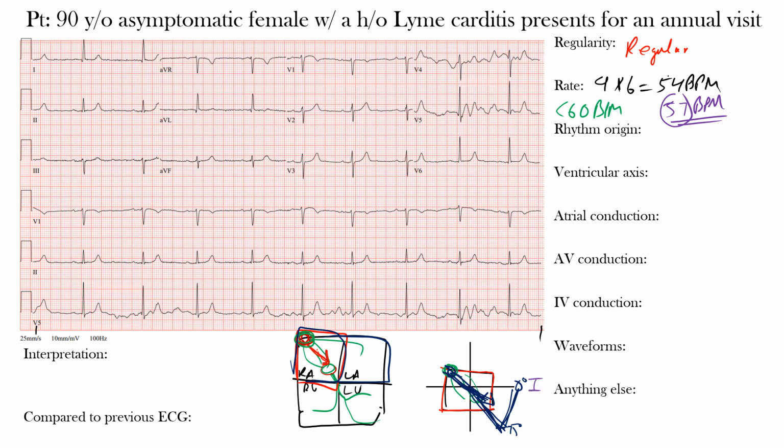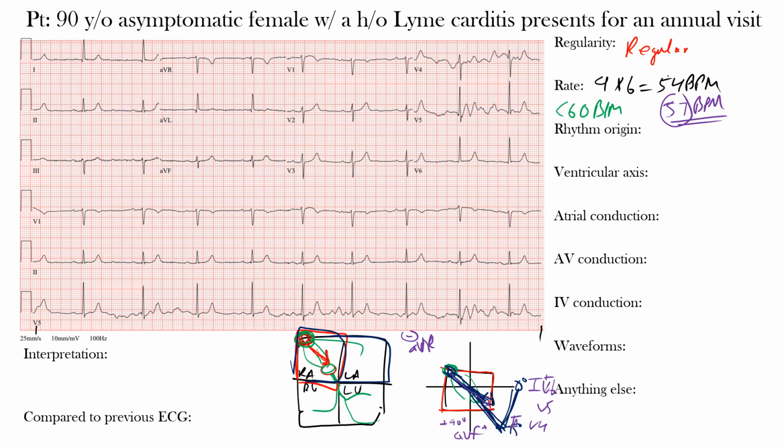Lead 1 sits here at 0 degrees, the positive end. We have lead AVF sitting down here at positive 90 degrees. And then we have lead 2 sitting at positive 60 degrees. In the horizontal plane, we have V4, V5, and V6, the left lateral leads. And then we have AVR that sits here where the impulse is moving away from, which means that we could expect negative waves because the impulse is moving away from AVR.